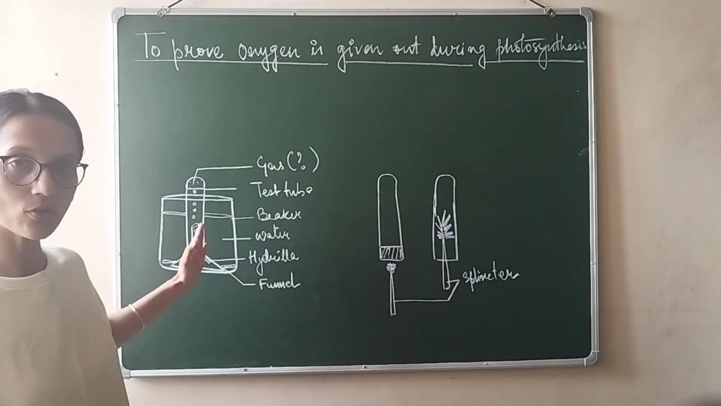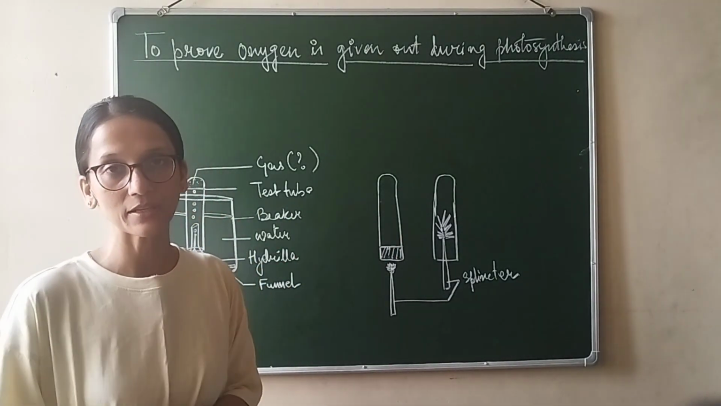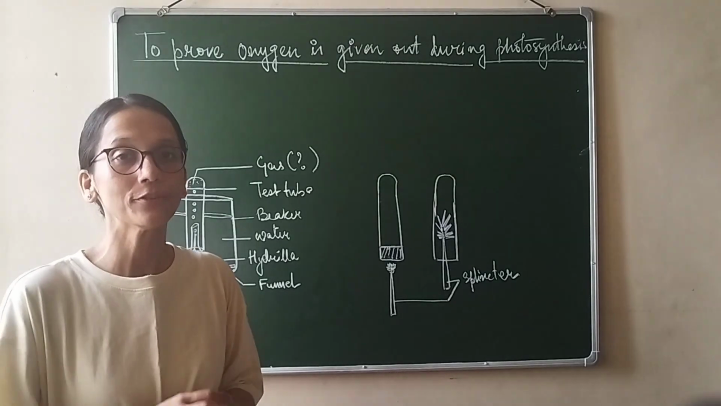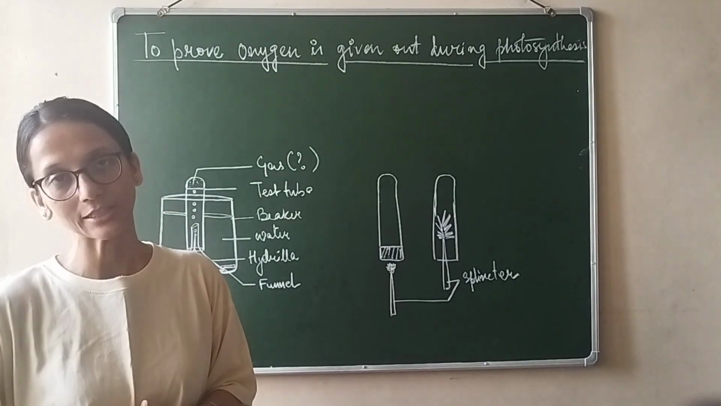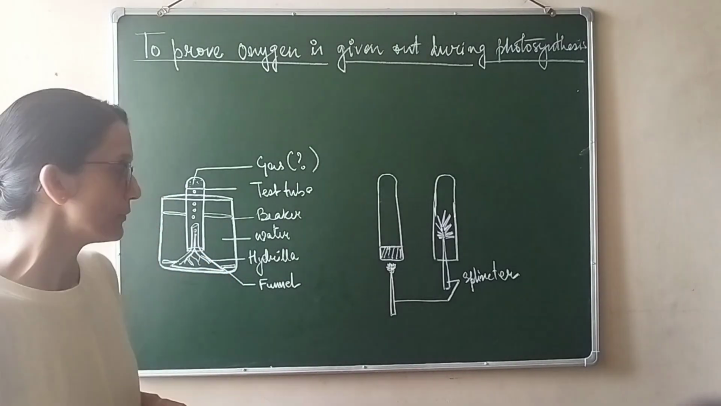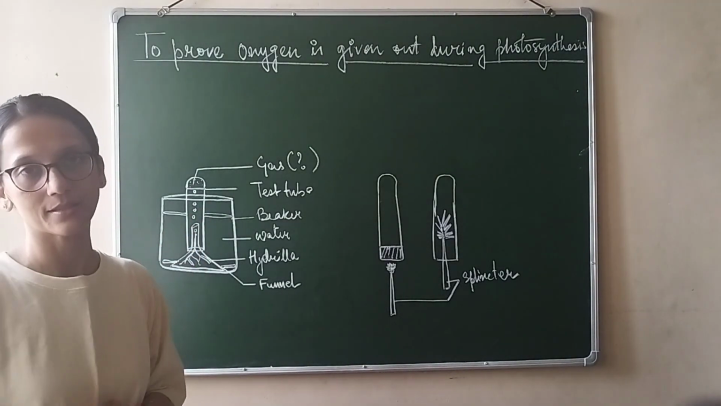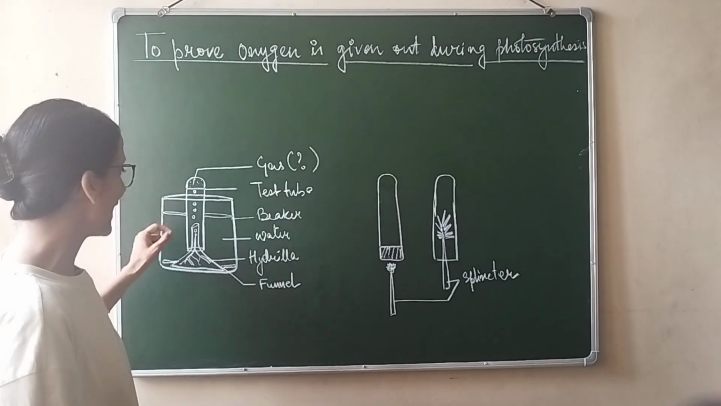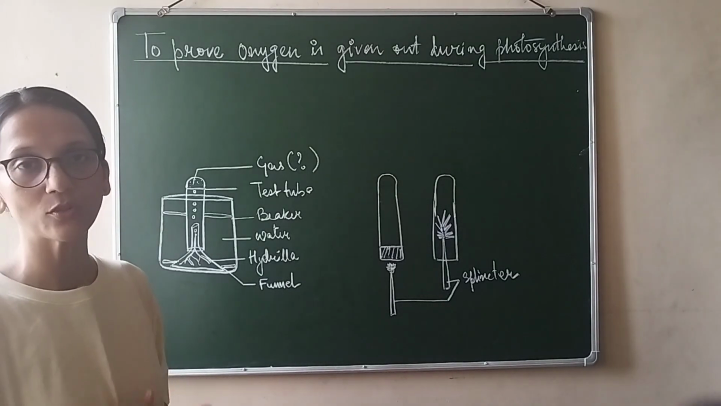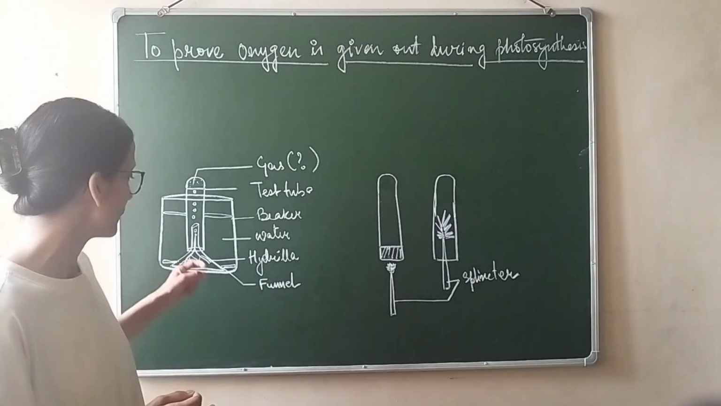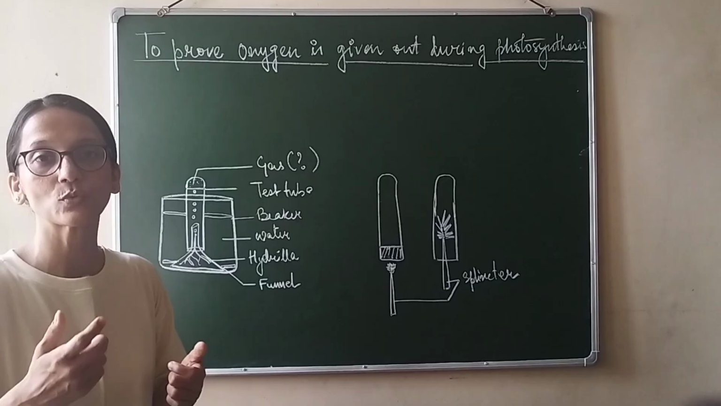To prove that this is oxygen, you need to bring a burning splinter close to the test tube, and if it burns with a flash, then definitely that gas is oxygen. One more thing, the rate with which the bubbles are getting released can be increased. How? You can just add some sodium bicarbonate into the water, and you see that the rate with which the bubbles are getting produced will increase.